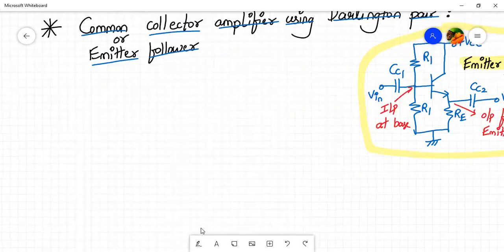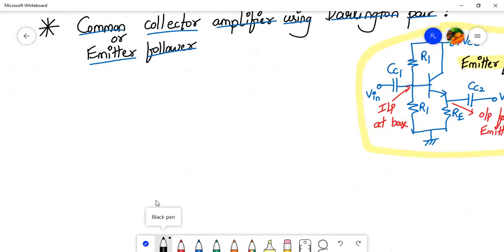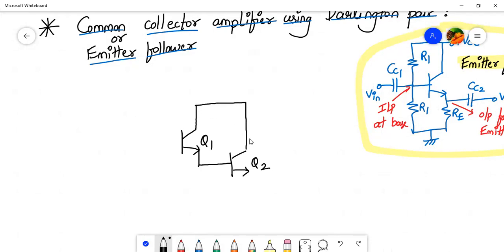So let me begin. First of all, I will draw the Darlington pair itself. Take an NPN transistor, and from its emitter terminal, connect to the base terminal of Q2 and tie their collector terminals together. Now this becomes my Darlington pair. Okay. So now I have to connect the rest of the circuit.